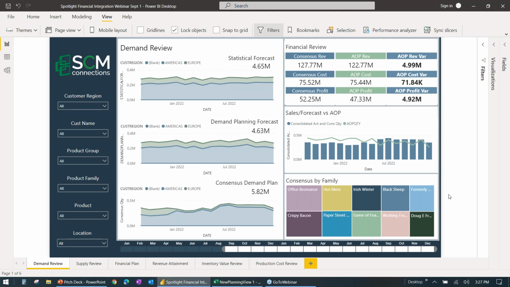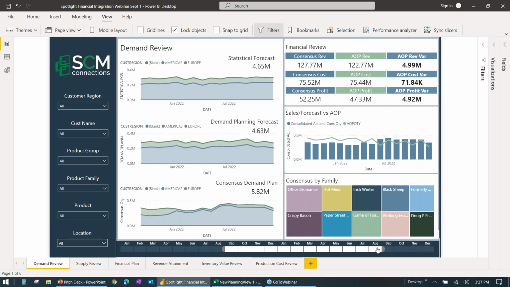Quickly, here's what I'm going to show you. Walking through this, the first thing from a demand review, I would take a look at my statistical forecast. This is what the system generated. I have a demand planning forecast, which in this case is 4.6 million. These almost match, certainly within this period.